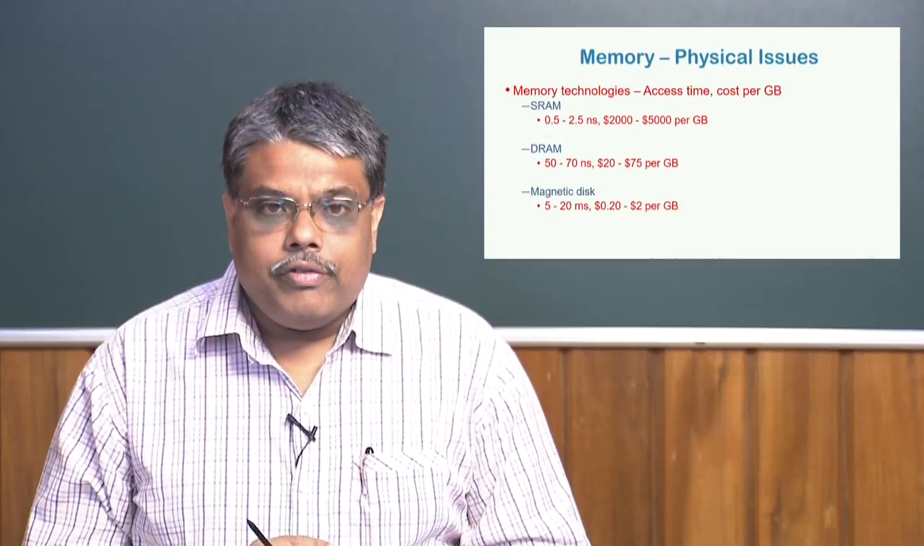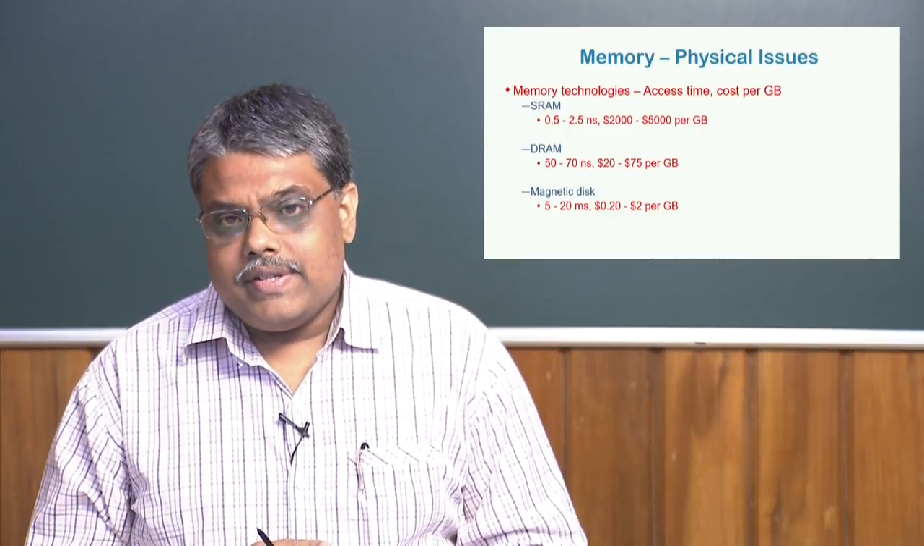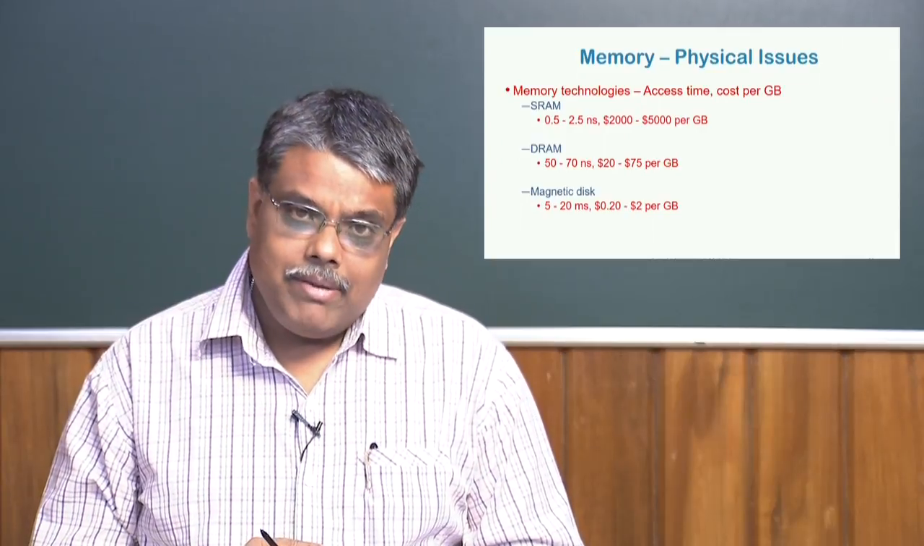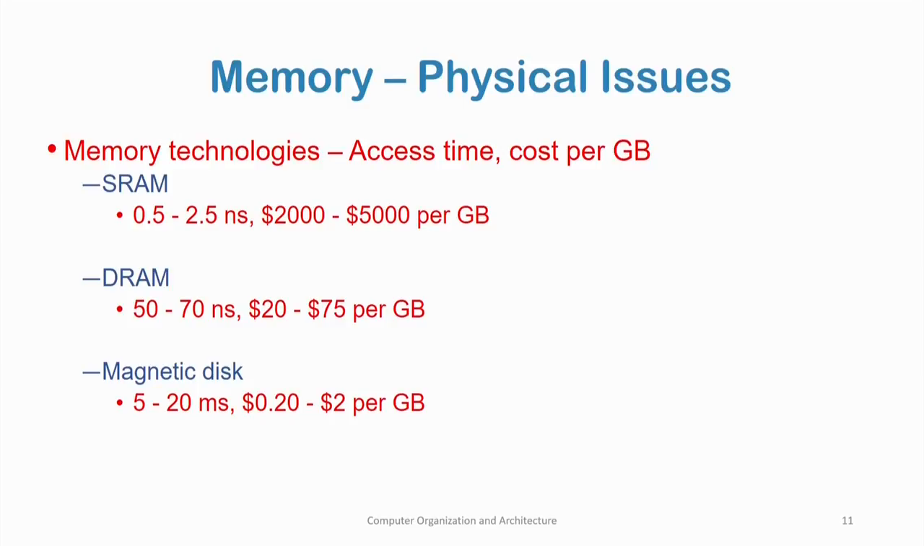Now, we talk of different memory technologies. When we talk of different memory technologies, two important characteristics become very important: what is its access time and what is its cost per GB. For example, in SRAM type of memories, the access time is about 0.5 to 2.5 nanoseconds. However, the cost per GB is about $2,000 to $5,000. So, we can understand that SRAMs are very fast. For typical processors today, it will run at least one-tenth the speed of the processor. However, the cost, as we see, is also very high.